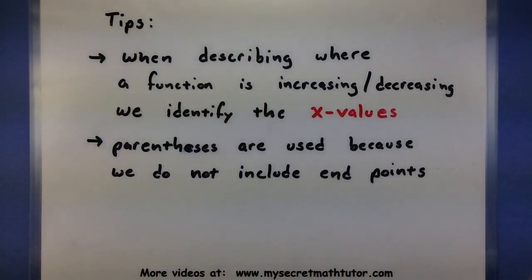When describing increasing or decreasing, we identify where that happens by using the x values of the function. And usually these are packaged up into intervals. When we use these intervals, we put parentheses on either side of the interval. We use the parentheses because we do not include the endpoints of that interval.